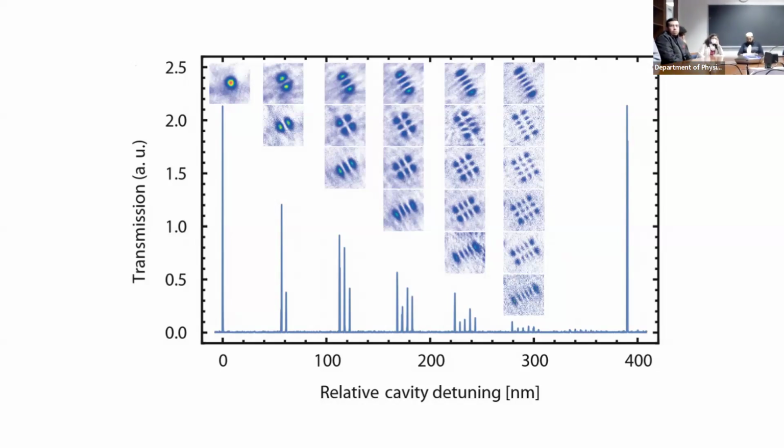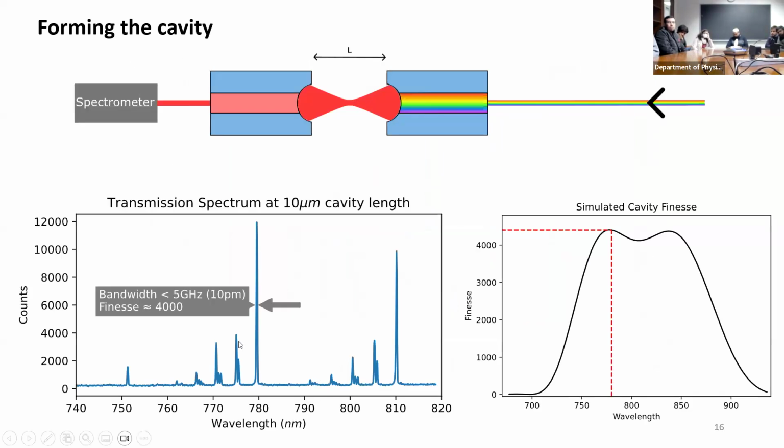So you can see in my results as well, right here, that we also have higher order modes. But in my result, you can see the fundamental mode, or the 0th order mode, is the most important one, which we're measuring, and we can measure the finesse of that and the bandwidth. And in my particular case, when you simulate the finesse of such a cavity, you see a finesse of around 4,500, which is roughly what I measured, a little bit less. And the bandwidth is less than 5 gigahertz, which is 10 picometers.